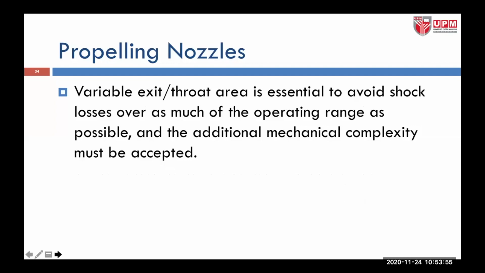So you want to have to control the exit area. So you may want to be able to adjust the diameter. It is to avoid shock losses over as much of the operating range as possible. Okay, and the additional mechanical complexity must be accepted. So you must put additional mechanism to control the movement of the wall associated with the nozzle.